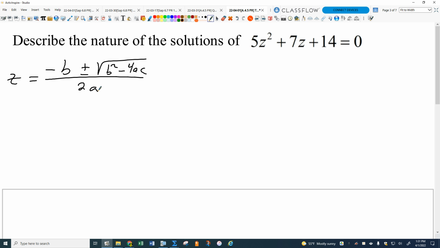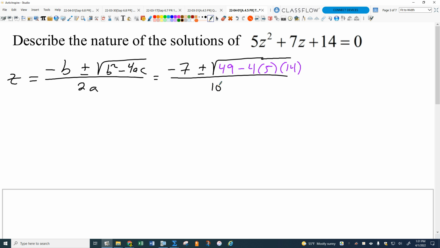So what are the values of A, B, and C that I'm going to plug in? 5, 7, 14. Okay. So let's see what happens here then. I get negative B, which is 7, right? So negative 7 plus or minus the square root of 7 squared, that's 49, right? Minus 4 times 5 times 14. Okay, all divided by 2 times 5, so that's 10.